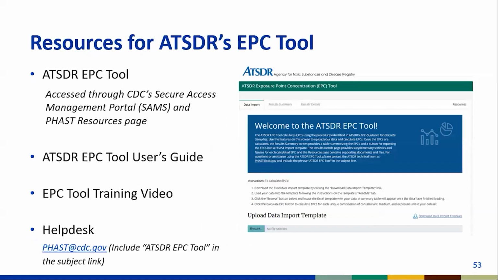ATSDR's EPC tool can be accessed through CDC's Secure Access Management Portal and through the FAST Resources page. Additional information can be found in the EPC Tool User's Guide and the EPC Tool Training video, which are also available in the FAST Resources page. If you have additional questions about the EPC tool that are not covered by these resources or about gaining access, please email fast@cdc.gov for assistance. For any emails that you send to the FAST address, please include ATSDR EPC tool in the subject line so that the FAST team knows your message is about the EPC tool.